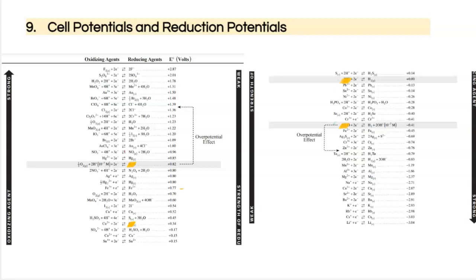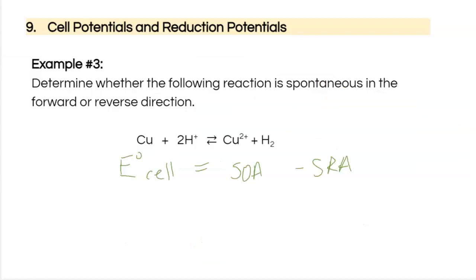In this case, it looks to me like the Cu is my SRA, and over here, my H+ is my SOA. If I were to simply look at the positioning of these, it's clear to me that I've got my SRA above my SOA. And so I'm going to anticipate a negative cell potential here. But let's calculate that and make sure that we're correct. Again, we know that our standard cell potential is going to be our strongest oxidizing agent's reduction potential minus that of our strongest reducing agent.